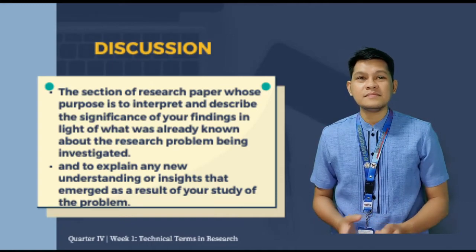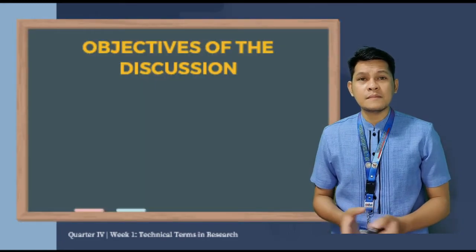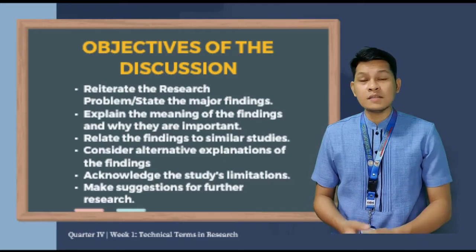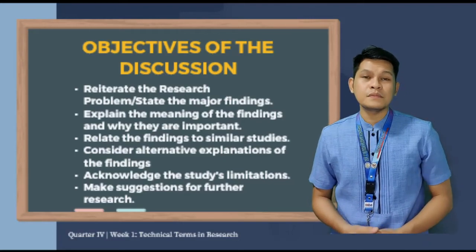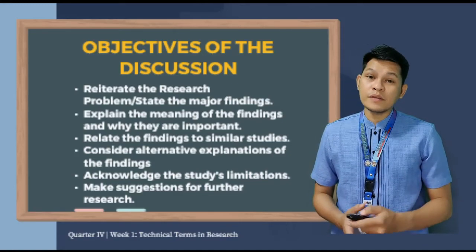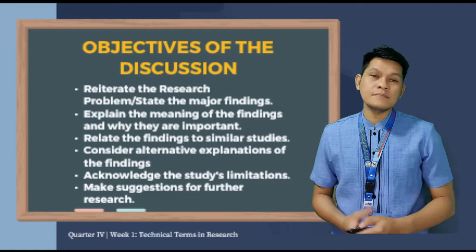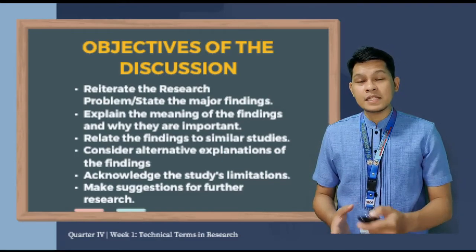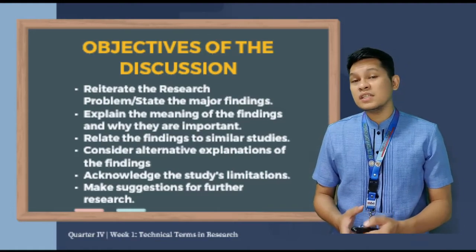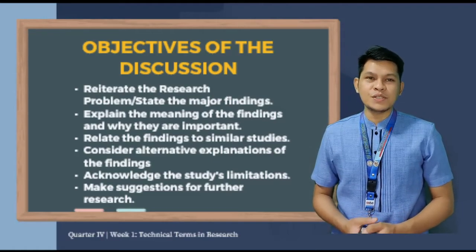Very well. The discussion part has 6 objectives. Number 1, reiterate the research problem or state the major findings. Number 2, explain the meaning of the findings and why they are important. Number 3, relate the findings to similar studies. And number 4, consider alternative explanations of the findings. Number 5, acknowledge the study's limitations. And lastly, make suggestions for further research.